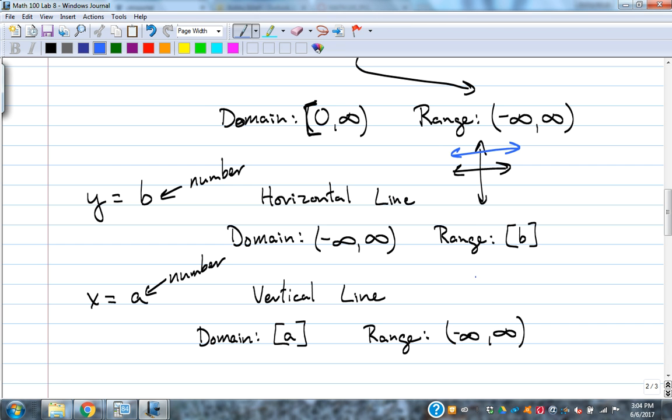On the vertical lines, you have the coordinate plane, and whatever value x is equal to, that's where that vertical line is drawn, meaning that that value, in this case a, is the only value in the domain. So if that was x equals 5, then it would be a domain of 5 and a range from negative infinity to positive infinity.